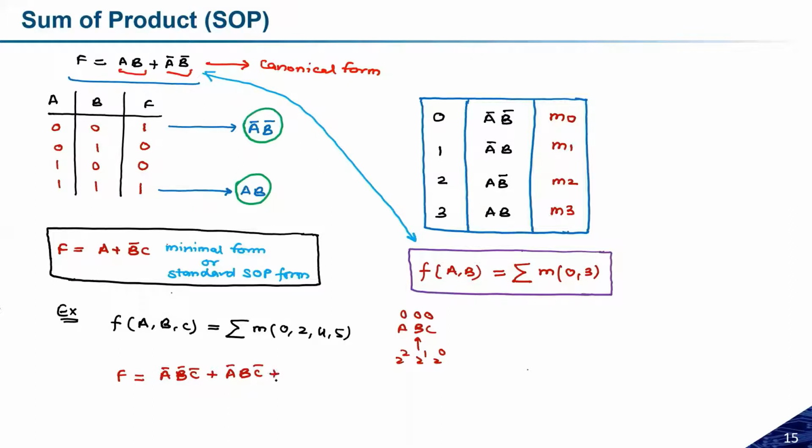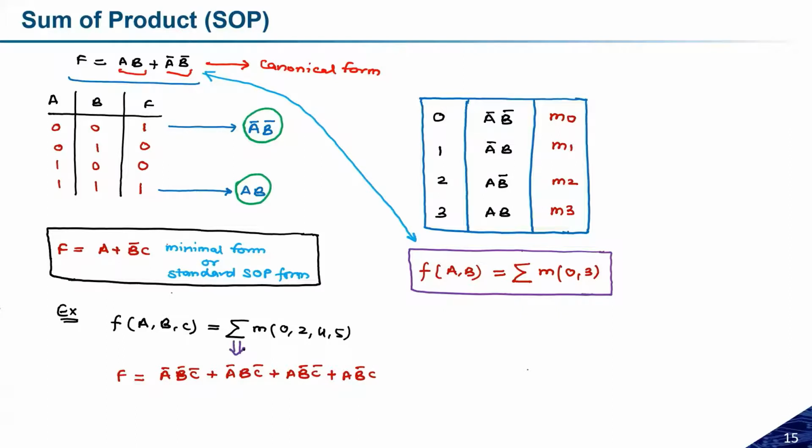Now if I have to calculate for 4, then what will be the min term? A, B bar, C bar. Perfect. What about this 5? A, B bar, C. Absolutely correct. So this is how we can calculate in terms of the sum of min terms form, or in terms of the canonical form. So this is how we can convert one from the other.